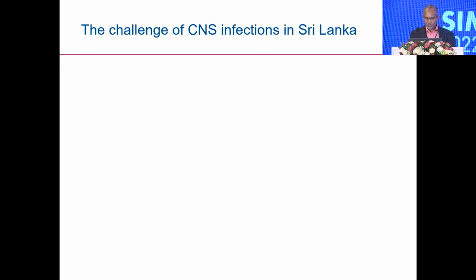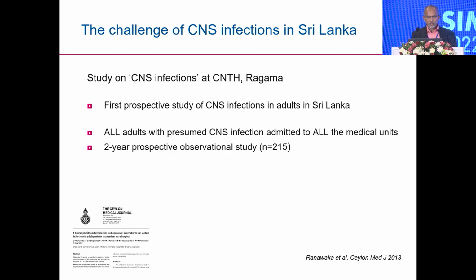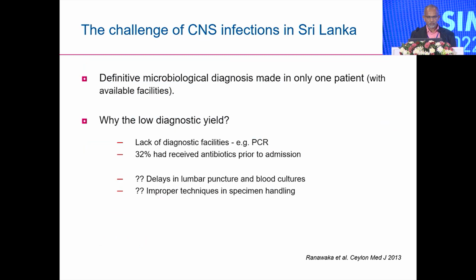So what do we know about CNS infections in our country? Until about a decade ago, we had only a few case reports and a few case series on isolated syndromes, and there were no prospective studies. We did the first prospective study on CNS infection in Ragama, where I work, a little over 10 years ago, where we studied all the adults with suspected CNS infection admitted to all the medical units over a 2-year period, about 200 patients. What did we find?